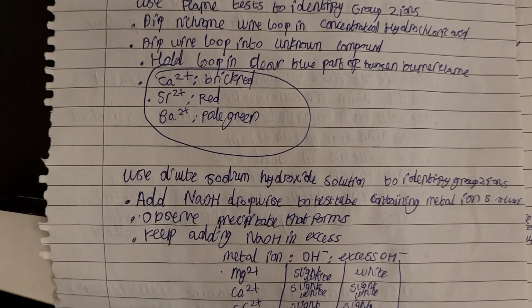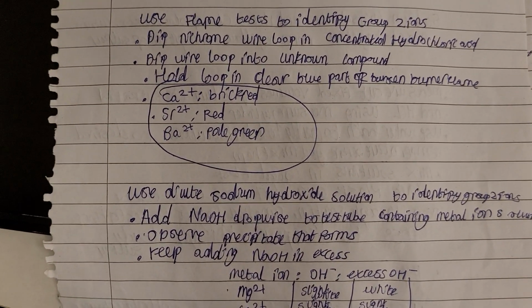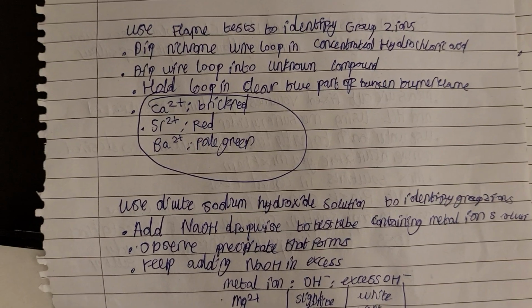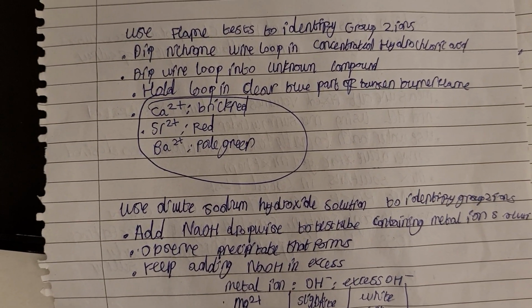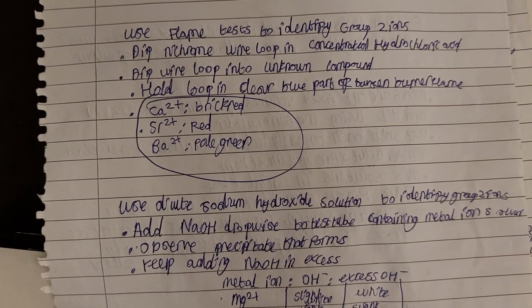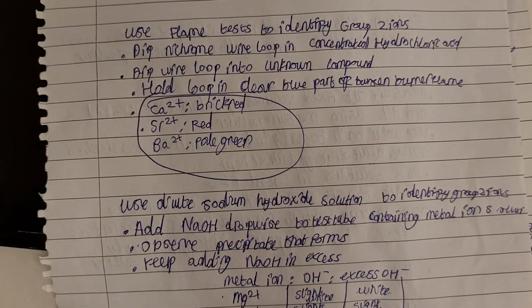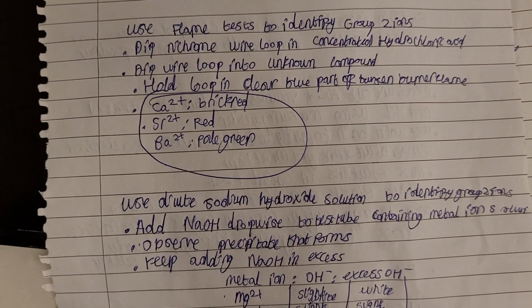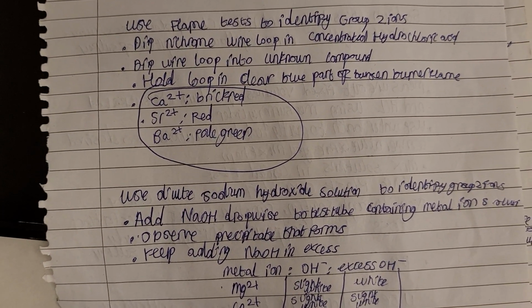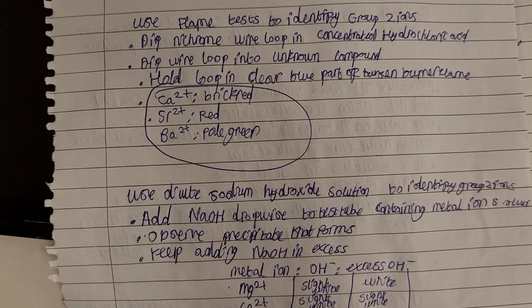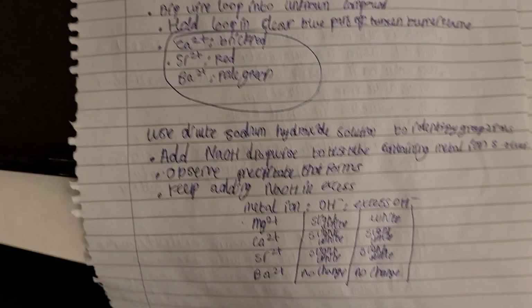So use flame tests to identify group 2 ions. Dip nichrome wire loop in concentrated hydrochloric acid. Dip wire loop into unknown compound. Hold the loop in the clear blue part of Bunsen burner flame and observe the color change of the flame. Ca2+ brick red, Sr2+ red, and Ba2+ is pale green.